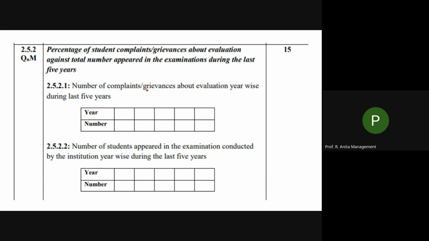Now, suppose a student, semester wise, has applied for evaluation in semester 1 and the same student has again applied in semester 2. Then you need to take only one time. The same student, if he's applying both times, only one complaint should be recorded when he's applying for both the semesters. In that way, the record should be there as a number of complaints.